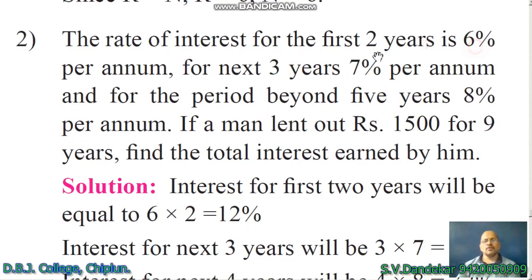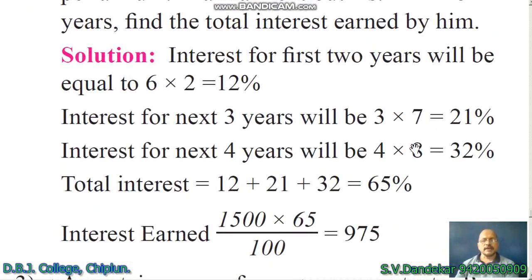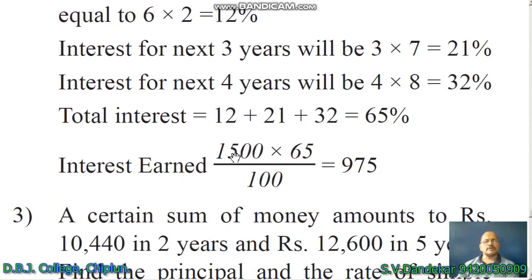Now 12 plus 21 plus 32 gives 65%. So it is equivalent to find out the interest at the rate 65% for 1 year only, and therefore the interest earned is 1500 into 65 divided by 100, that is 15 into 65, answer is 975.